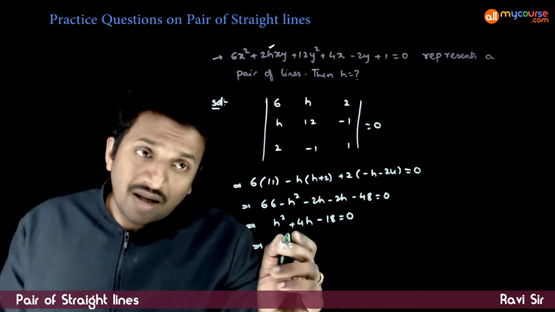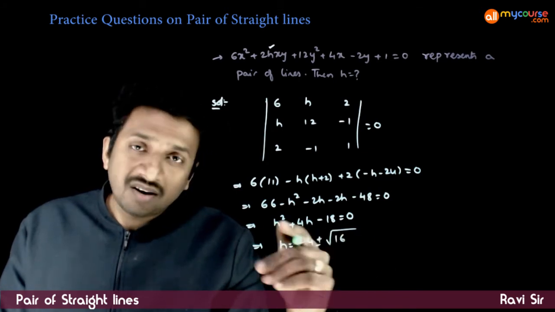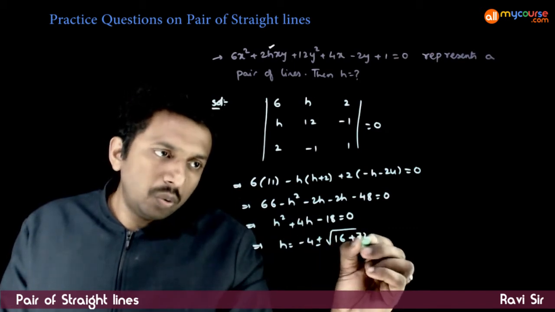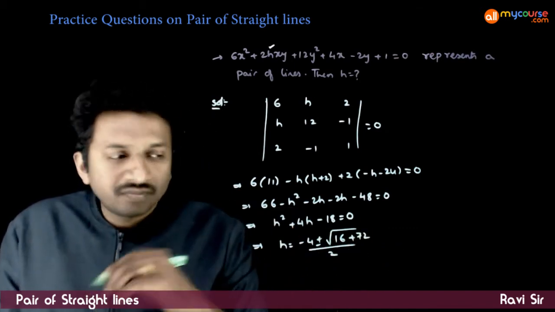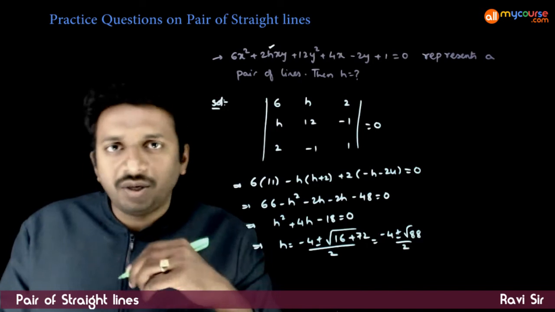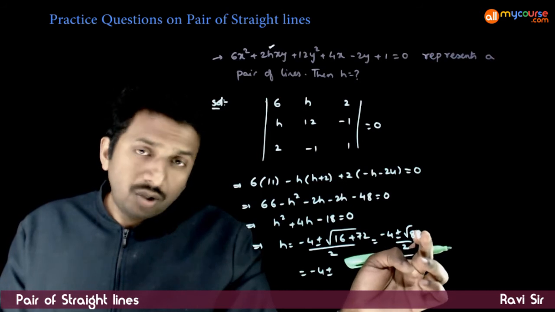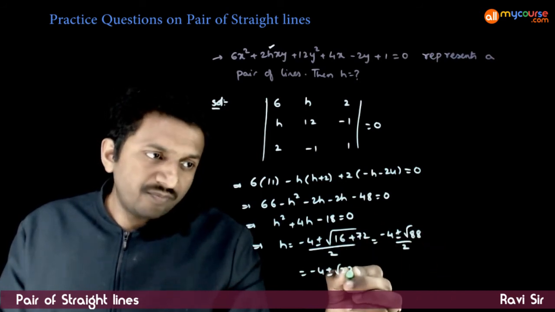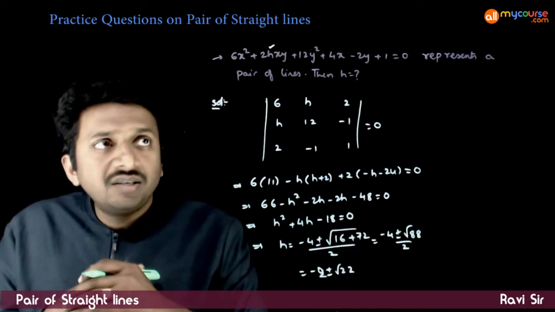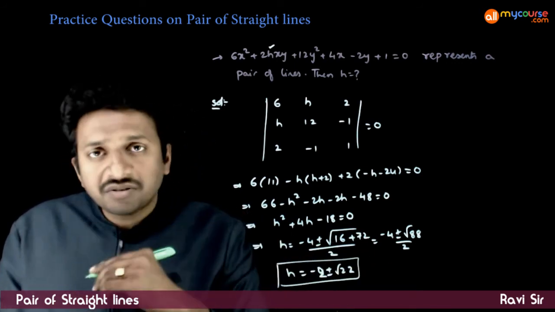And what is the value of h? h = (-4 ± √(b² - 4ac)) / 2, that is 16 + 4 times 18, 72, so 88 by 2. That is equal to (-4 ± 2√22) / 2. So if you cancel it, -2 ± √22. So this is the possible value of h.